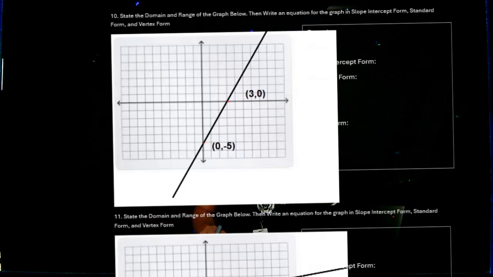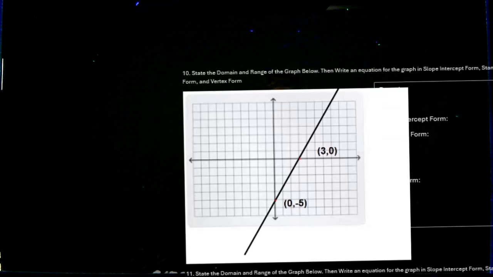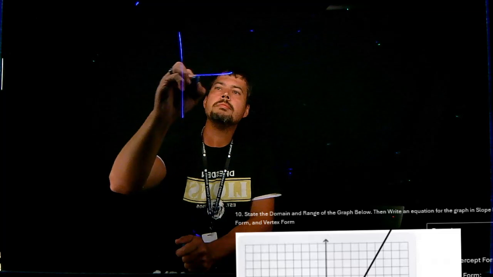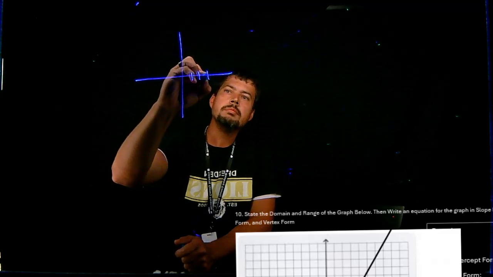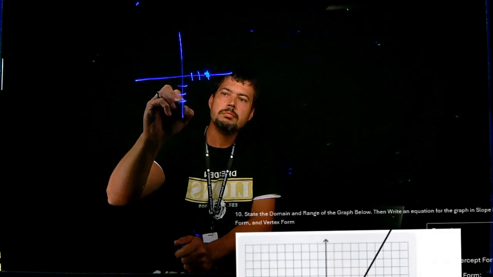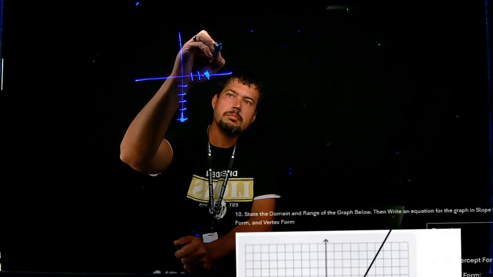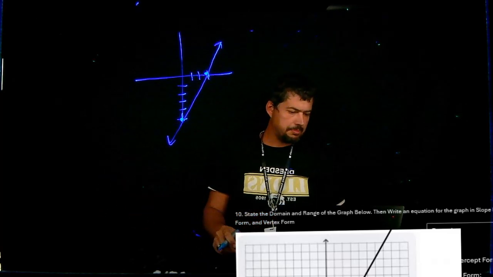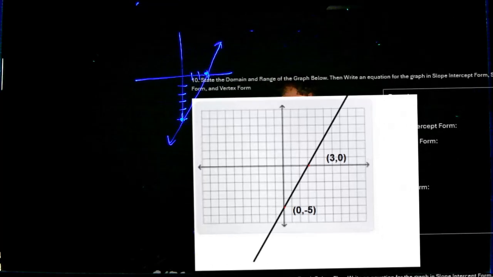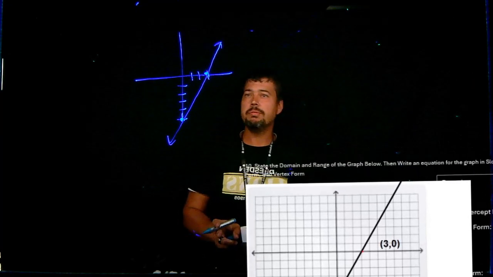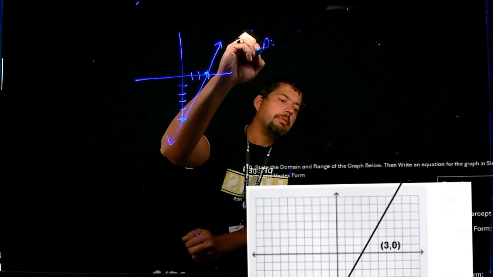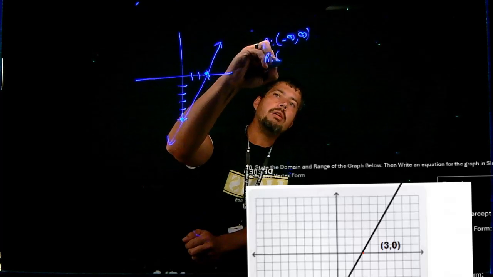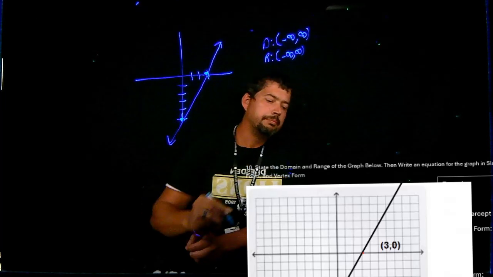Okay, so let's move this out of the way. I've got points 3, 0, and 0, -5. So there's a graph of what I had, and I'm supposed to give the equation of this thing. I'm supposed to give the domain, the range, and 3 different forms of this thing. Domain, I'll abbreviate with a D, negative infinity to infinity, it's a slanted line. Range, I'll abbreviate with an R, negative infinity to infinity, it's a slanted line.